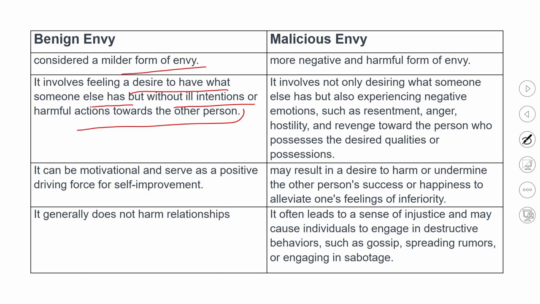Malicious envy, on the other hand, is desiring what someone else has, but also experiencing negative emotions such as a lot of resentment, anger, hostility. Sometimes people take revenge on the persons. To that extent, a person can go on taking revenge and really becoming aggressive, and all these kinds of things can happen. We all might have experienced such things. So it could be the other extreme of envy.